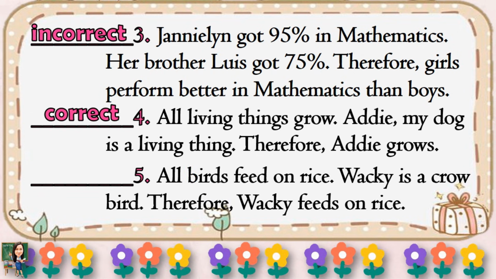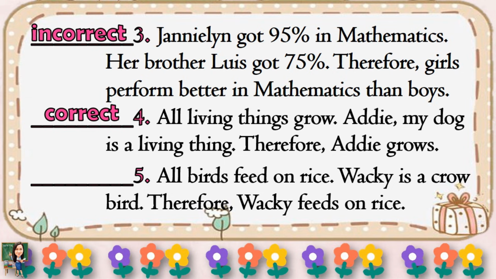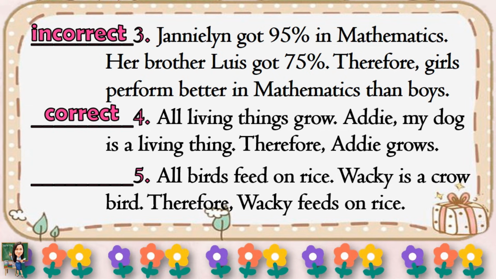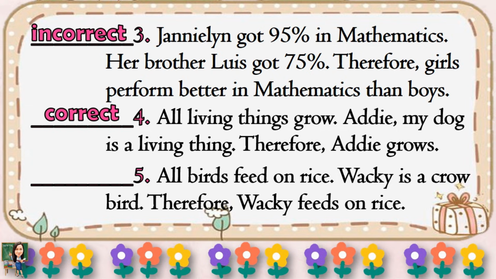And number 5. All birds feed on rice. Waki is a crow bird. Therefore, Waki feeds on rice. Is the statement correct or incorrect? What is your answer? Very good. The answer is correct.